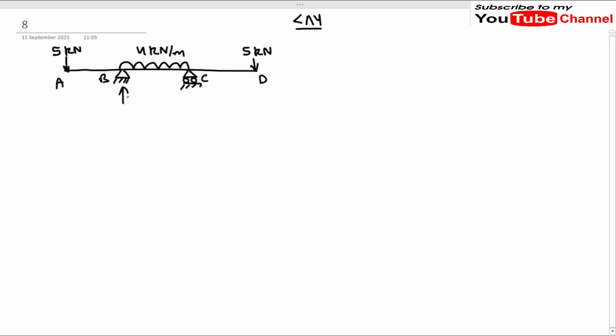There will be a vertical reaction. Let us name this reaction RB. There will be a reaction at C, so let us name this reaction RC. First of all we have to find these reactions RB and RC. As you can see, the loading is symmetrical, and let me write the length of these segments. Segment AB is 1 meter, segment BC is 2 meters, and segment CD is also 1 meter. The loading is symmetrical and the geometry of the beam is also symmetrical, so we can conclude that the value of RB will be equal to RC.